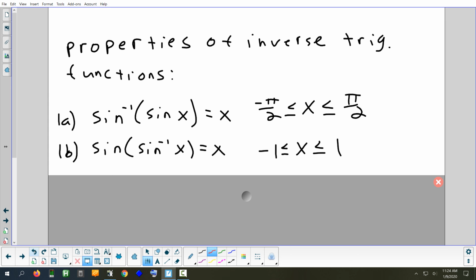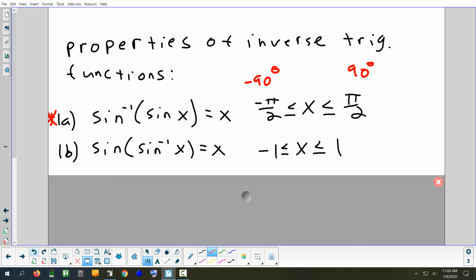Now, what's that in degrees? I'm trying to give you a hint at why I didn't have to explain this yesterday. What's negative pi over 2? Negative 90. And what's pi over 2? 90. So this was the one that we used yesterday when you had to do inverse sine. And I said, just cross them out. They just cancel. Don't worry about why.